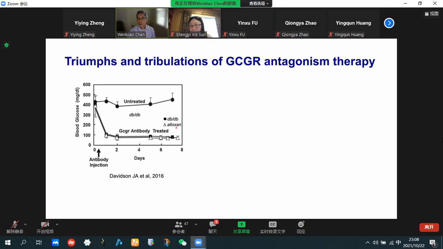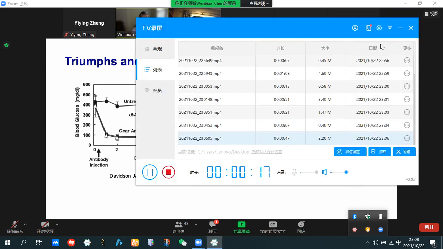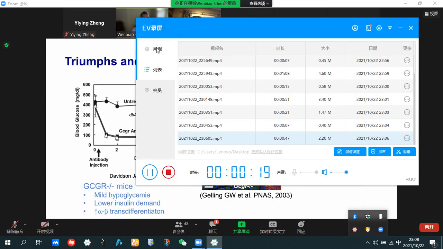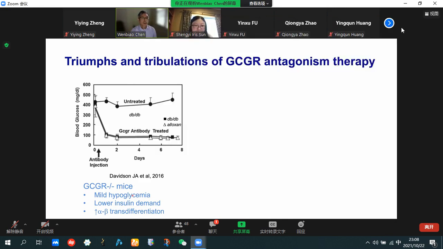Induced beta cell death model. Type 2 here is the db/db model. You can see that just one injection can lower glucose for more than a week. So that's very effective. And this is also supported by the glucagon receptor knockout animals, where they present mild hypoglycemia and much lower insulin demand or increased insulin sensitivity.